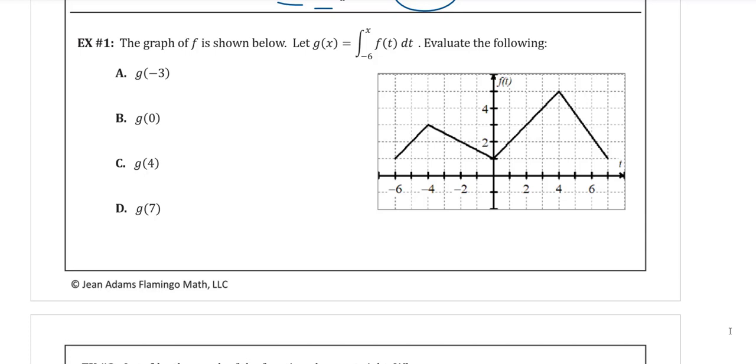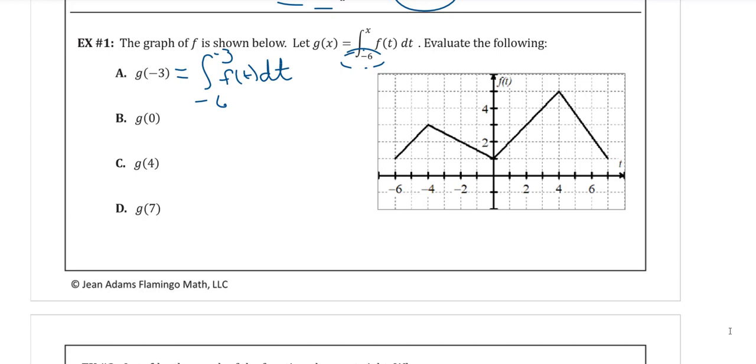So what you want to notice, and this is going to become important as we go through these examples, is what the lower bound of our function is. How is g defined? So we need to find the area from negative 6, and now our x is negative 3. So this first equation can be defined as the integral from negative 6 to negative 3 of f of t dt. And so we're going to have to find those areas.